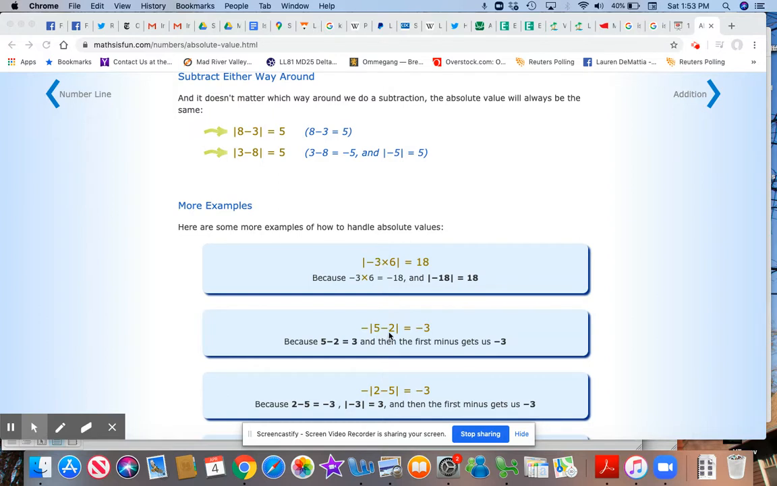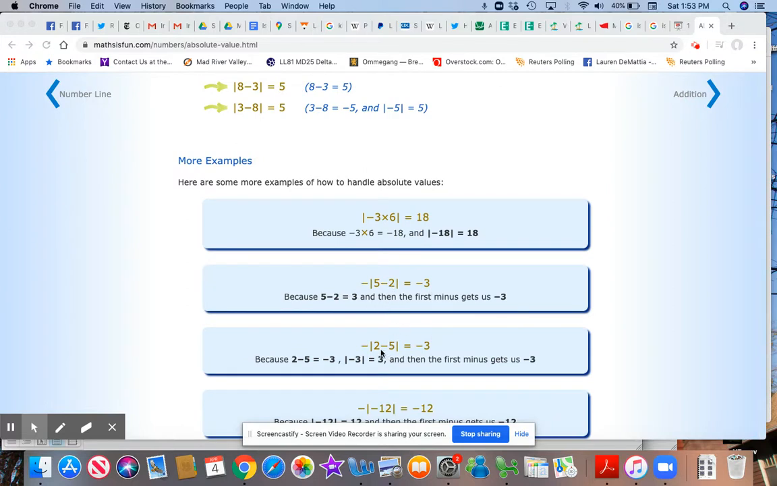Here, 5 minus 2 is 3, so the absolute value of 3 is 3, but there's a negative outside the absolute value. So this is actually -1. -1 times 3 is -3. And then here, it's the same thing. 2 minus 5 is -3, but the absolute value of -3 is 3. So it's -1 times 3.